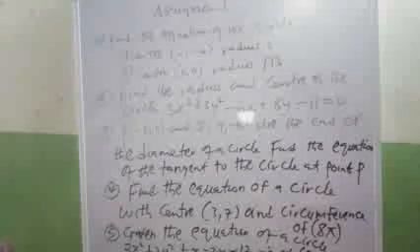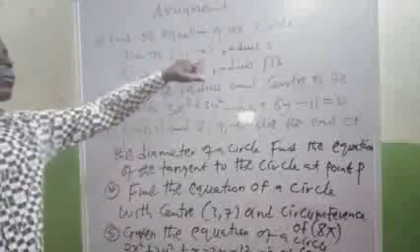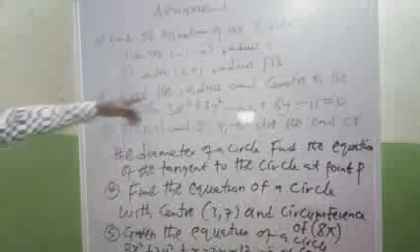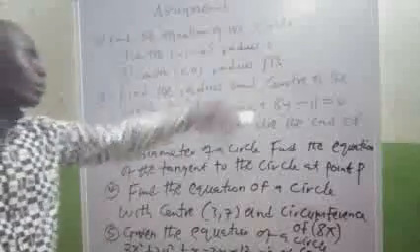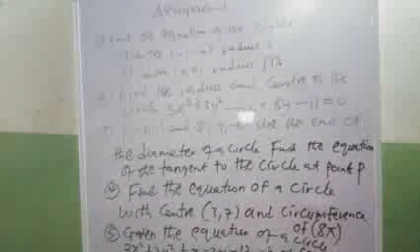Now I want you to quickly copy the assignment to have on the board. 1, find the equation of the circle: center minus 1, minus 4, radius of 3; center 0, 0, radius of root 13. You are asked to find the radius and center of the circle 3x squared plus 3y squared minus 6x plus 8y minus 11 equals 0.